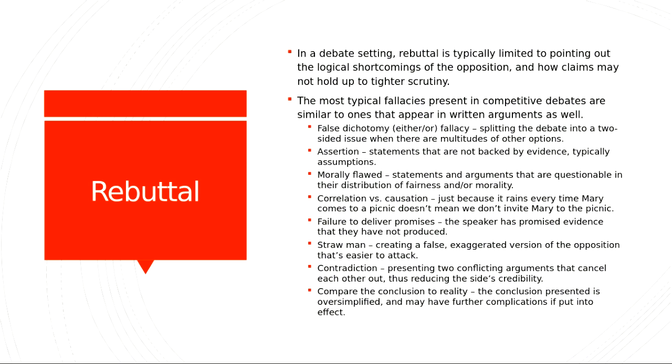All right. So next one, failure to deliver promises. The speaker has promised evidence that they have not produced. If the speaker has said that they're going to prove a point, that they're going to use facts to prove this point, and they haven't done it, then you call them on that. You call them on using their facts in the wrong way. You call them on not using enough facts. You call them on not proving their point.